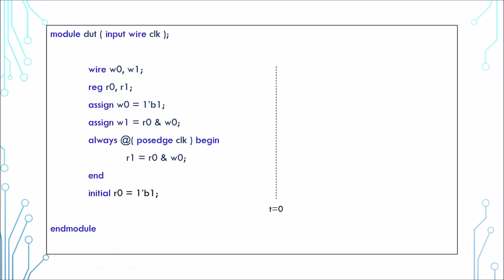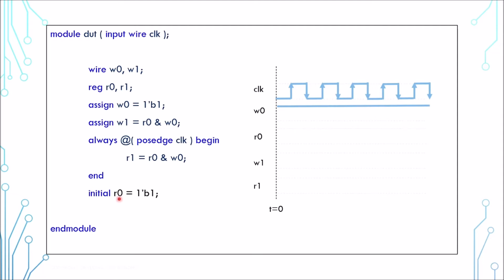From a simulation perspective, we need to look into the behavior of the signals. Clock is an input signal. Let us assume this is how it behaves. W0 is hard connected to high from the beginning. R0 is driven to high at the beginning. W1 will follow W0 and R0 at all times. R1 will get the value of W0 and R0 at every positive edge of clock.